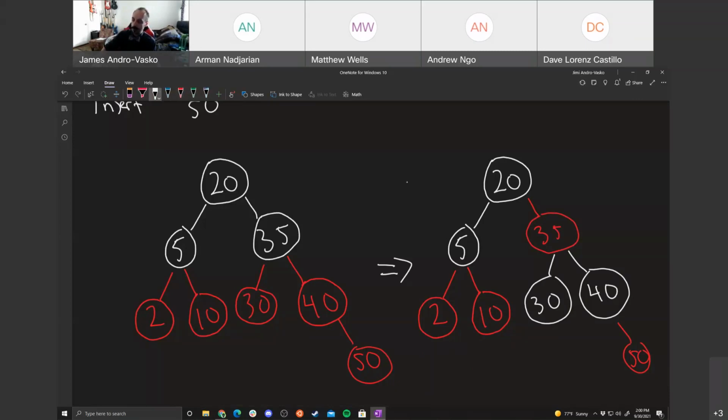On the right side we have 1, 2, 1, 2, 1, and 2, 1, and then 2, so 40, and every single possible path has the same number of black nodes on both paths. So everything is just fine.